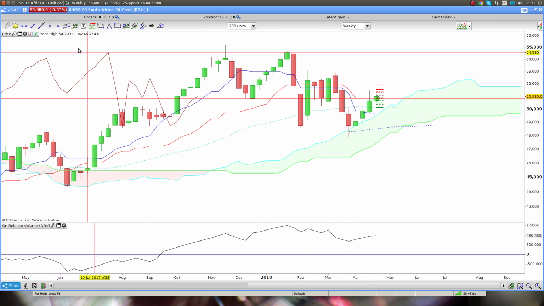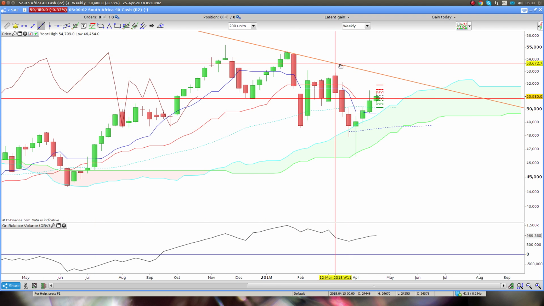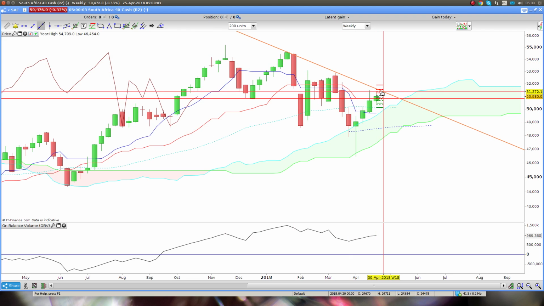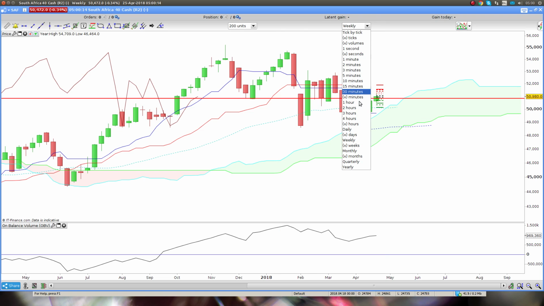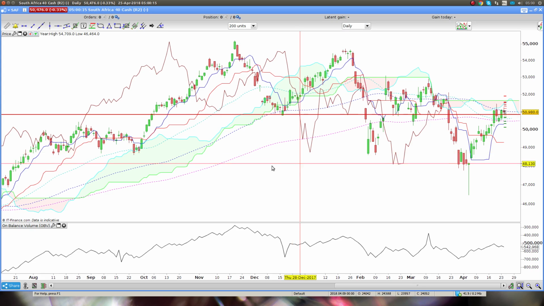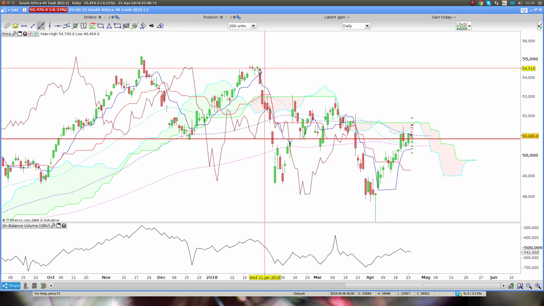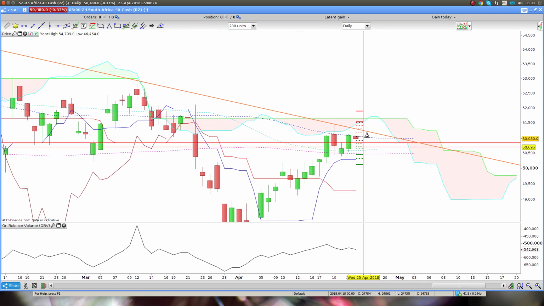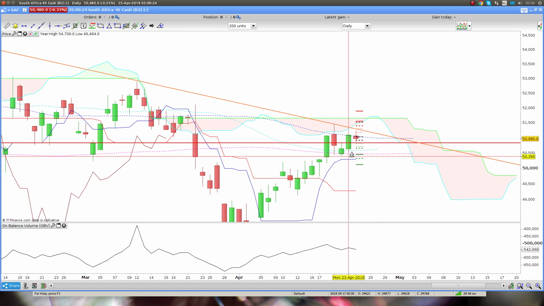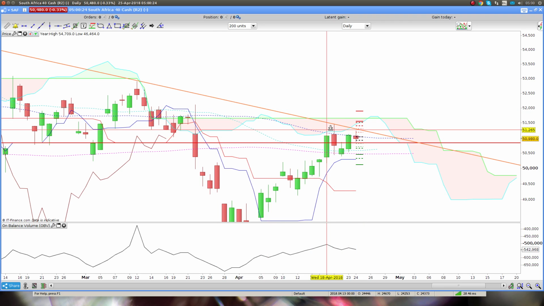Okay. And the other thing we need to take cognizance of is, let me draw this line properly. Actually, let's draw it on the daily. It'll be a bit easier. So this trend line here. You can see yesterday we came pretty close to it and then turned around. And we're using the 100 EMA as well as the bottom of the cloud as resistance.